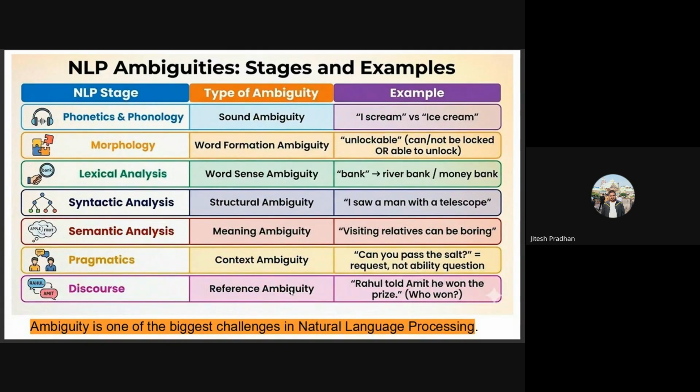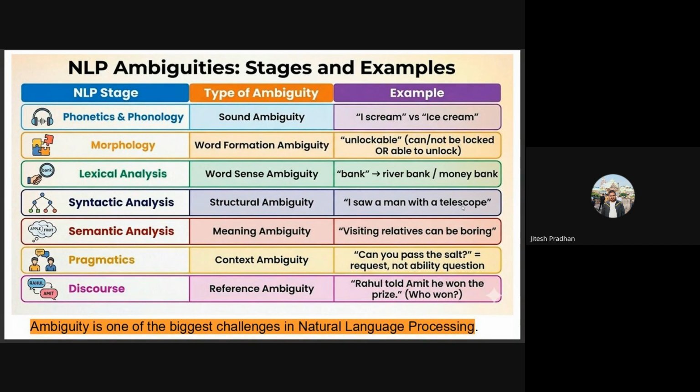At the same time, the last one is reference ambiguity. Let's say, "Ravi told Mohan that he won." Who won in this case? Either Ravi won or Mohan won. Again, "Rahul told Amit that he won the prize." Who won? Rahul may have won, or Amit may have won. So this is called reference ambiguity. It is not clear whether Rahul won the prize or Amit won the prize.